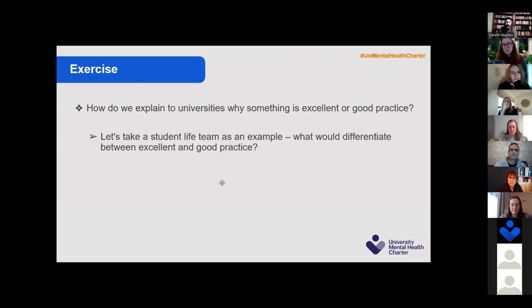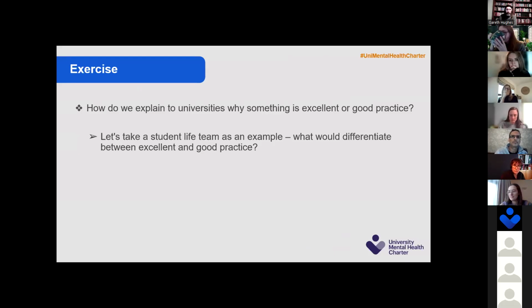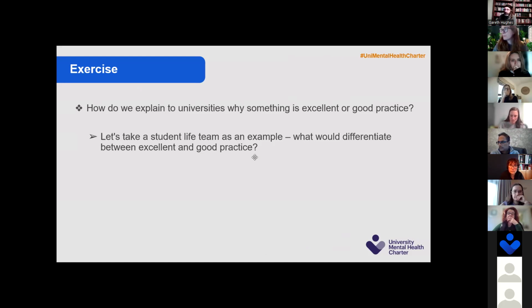Welcome back, everyone. Hopefully that will have been a useful conversation. Can I ask people then to just give me some examples of what you think would differentiate between good and excellent practice for this example of a student life team? What did you come up with in your conversations? Who would like to go first? Don't make me pick. I'll jump in. Thanks, Chelsea.